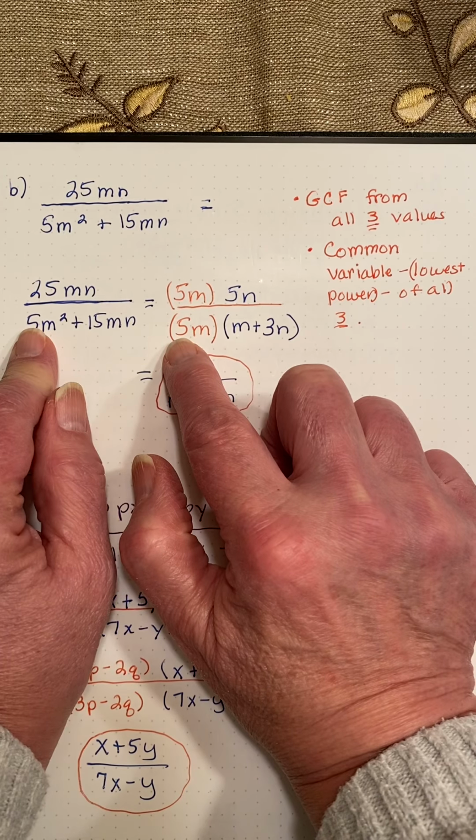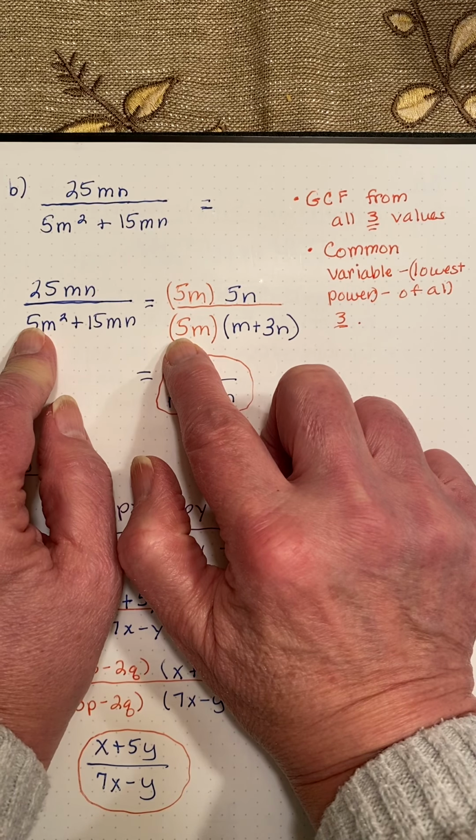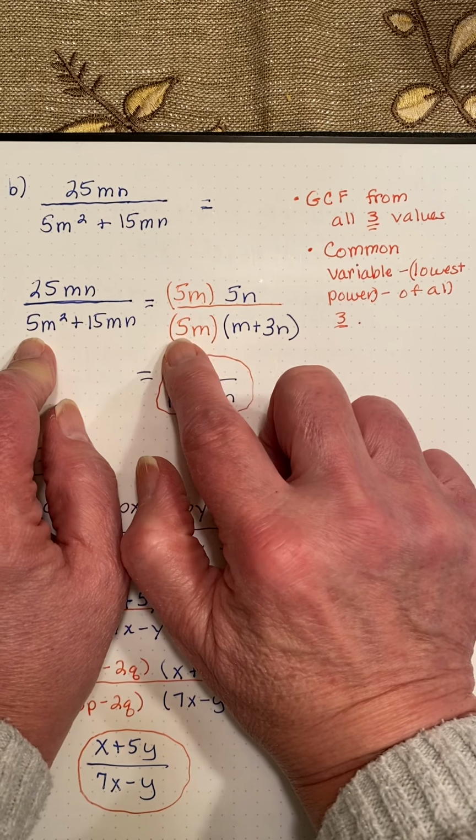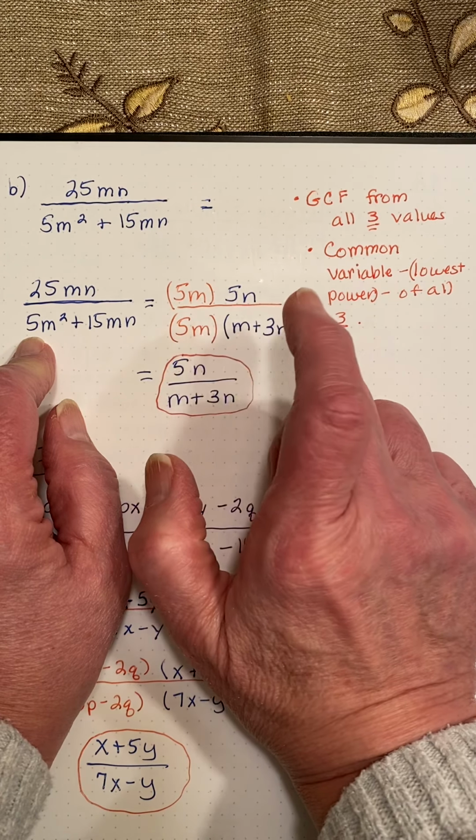5 divided by 5 is 5m out of this expression. So first of all, 5 divided by 5 leaves me with nothing.